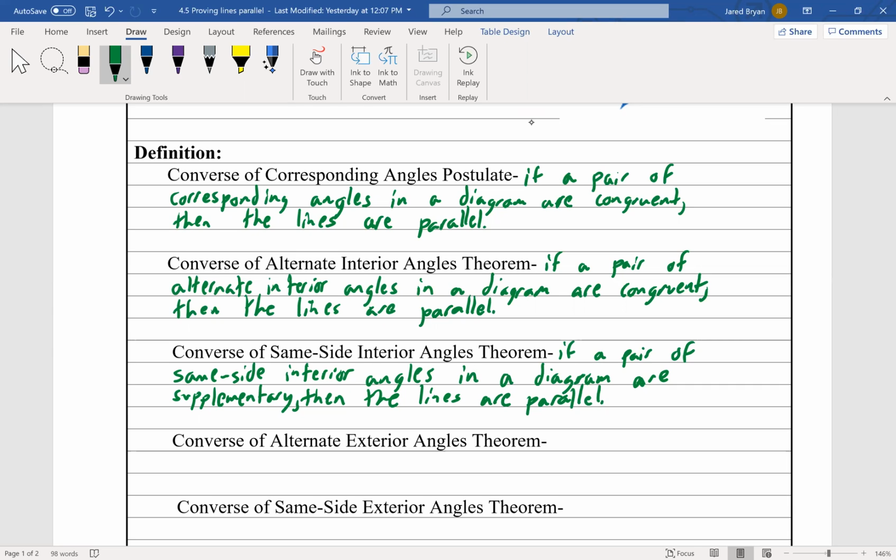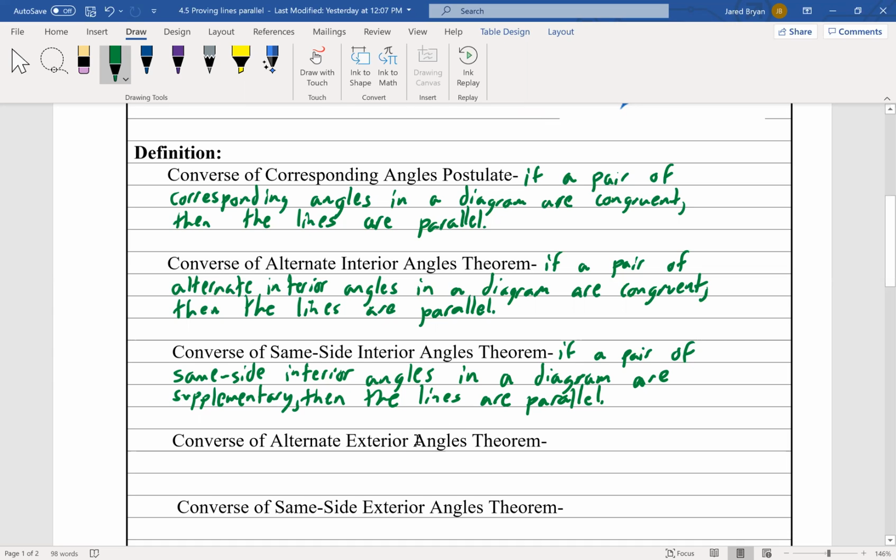Okay, so adding another theorem that we can use to prove the lines are parallel. If we see that there's a pair of same side interior angles and we can show that they're supplementary, then we can say that the lines are parallel. Okay, and then the last two here, you guys can go ahead and abbreviate these.